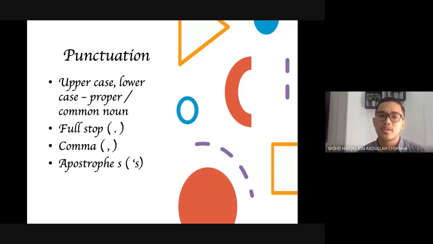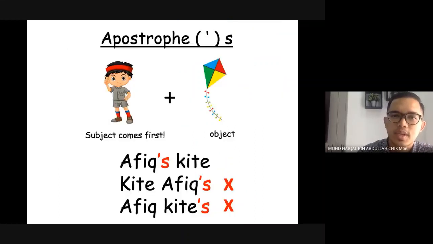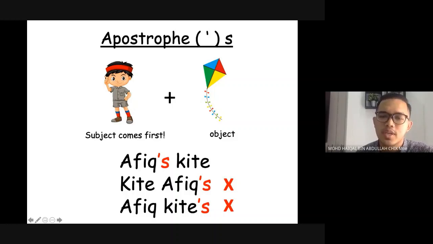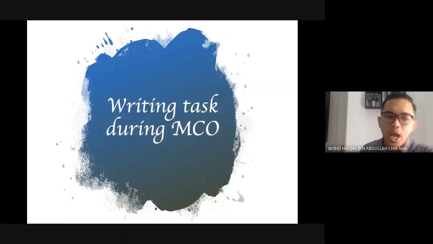All right, and the last one is apostrophe S. Just tell your pupils the subject comes first, and then marry the subject with an object. So "Afiq's kite", the apostrophe S right after the subject. Afiq's kite. It's not "kite Afiq's", right? A few times, frequently, we encountered this kind of writing from our pupils. All right.